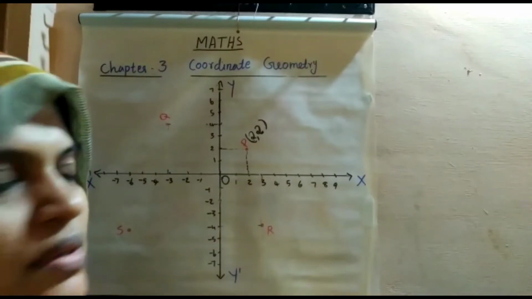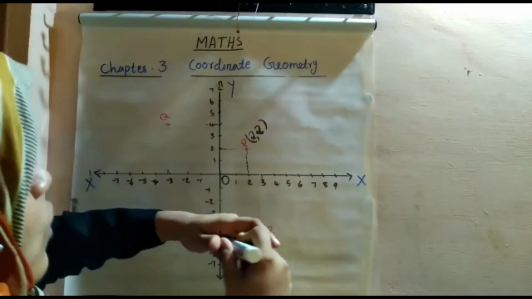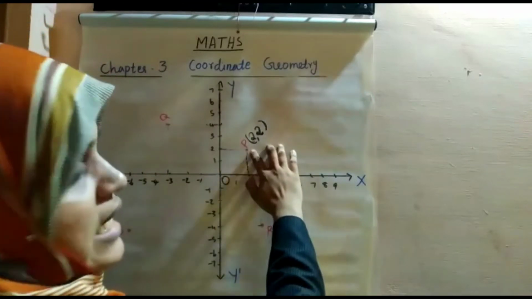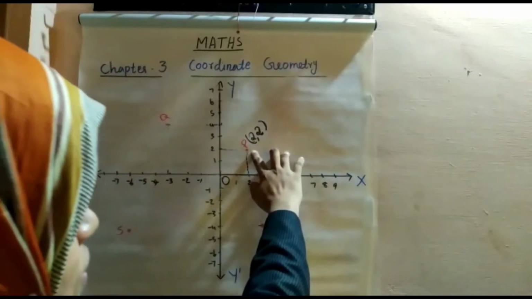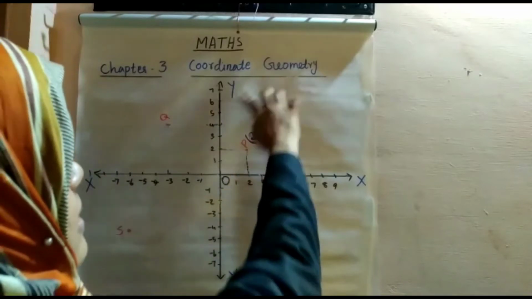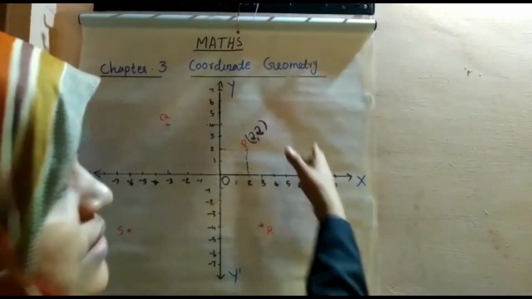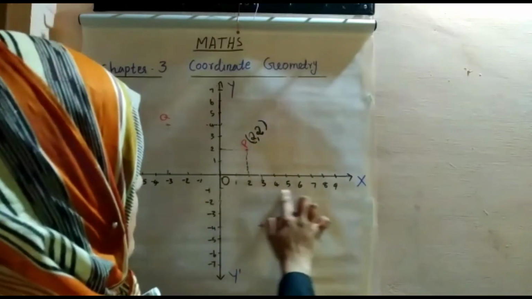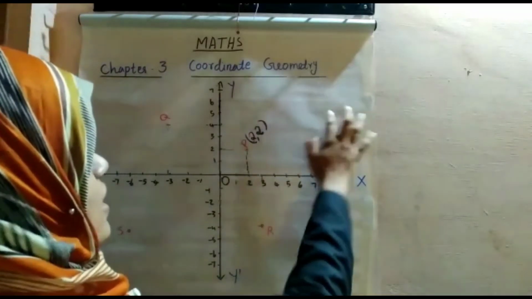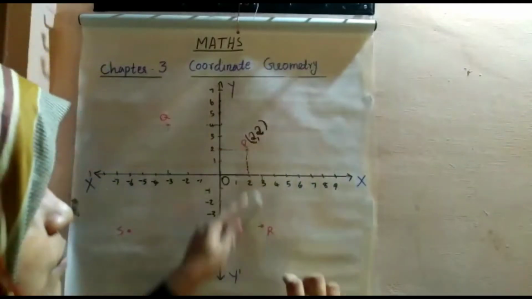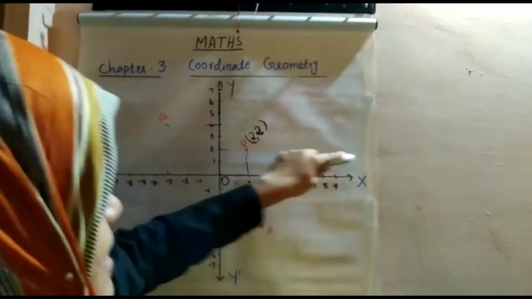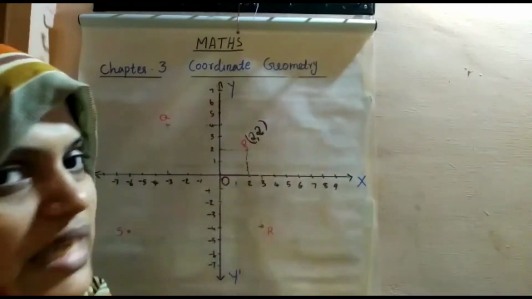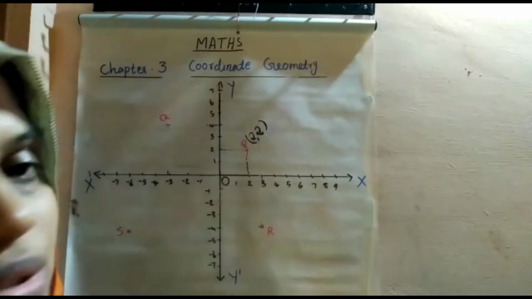Is it easy now? Then, why are both positive, 2, 2? Because this is the first quadrant. The point P lies in the first quadrant, and in the first quadrant the x and y coordinates are positive. Positive x direction and positive y direction. Both are positive, so the x coordinate value and the y coordinate value are positive.